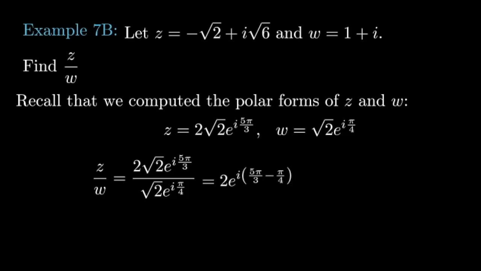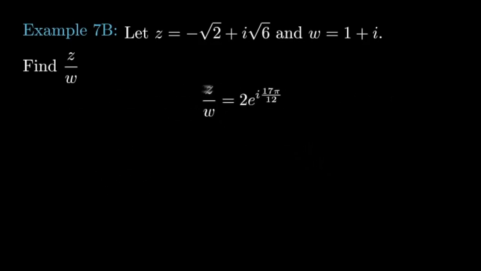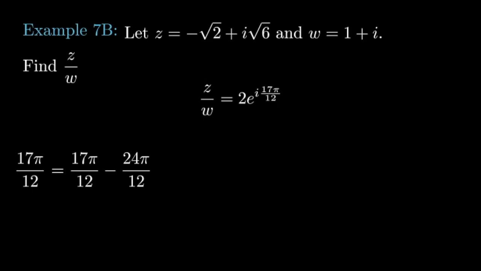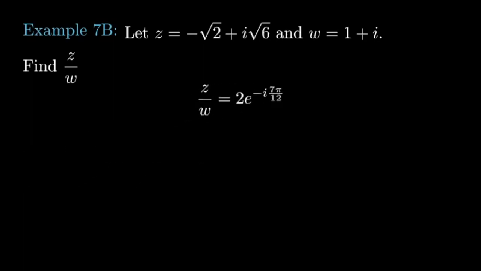So the root 2's are going to cancel, so we'll have 2 e to the i (5 pi on 3 minus pi on 4). So when we simplify this fraction, we'll end up with 2 e to the i 17 pi on 12. Now 17 pi on 12 is larger than pi, so if we wanted it in the principal argument form, we'll need to subtract 2 pi. Now we can write 2 pi as 24 pi on 12, and then this just ends up being minus 7 pi on 12. Hence, in polar form, z over w is just 2 e to the minus i 7 pi on 12.